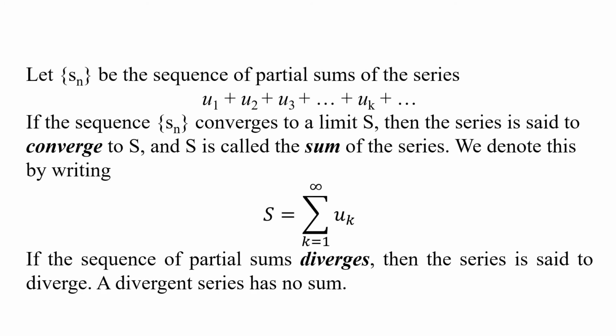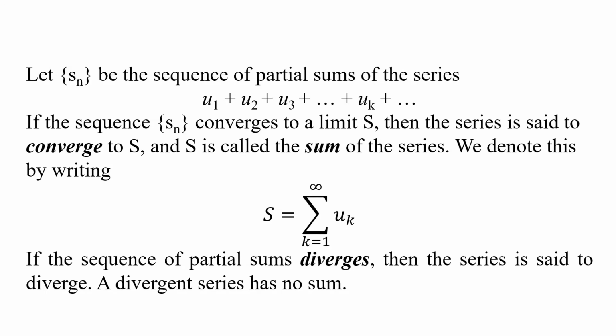So let's have this one. Let s be the sequence of partial sums of the series. So you have u sub 1 plus u sub 2 up to u sub k and so on. If the sequence converges to a limit s, then the series is said to converge to s, and s is called the sum of the series.